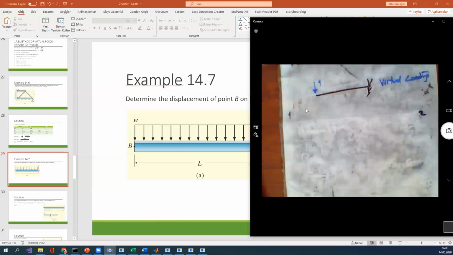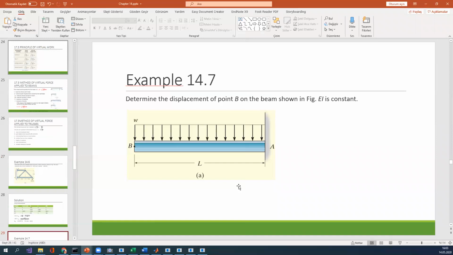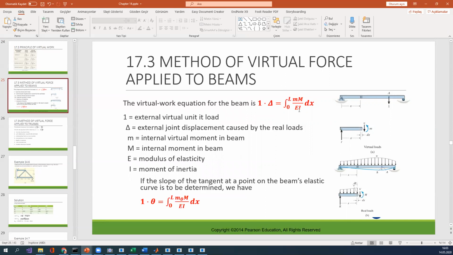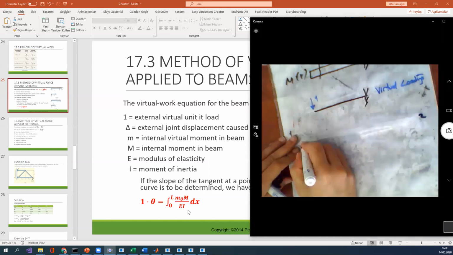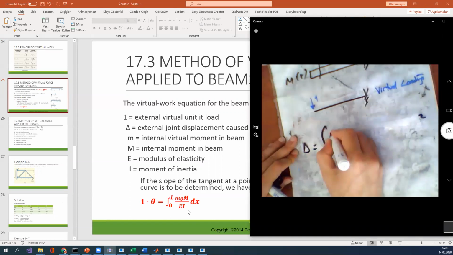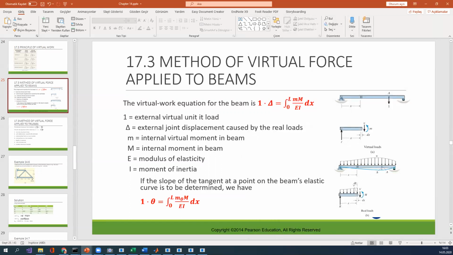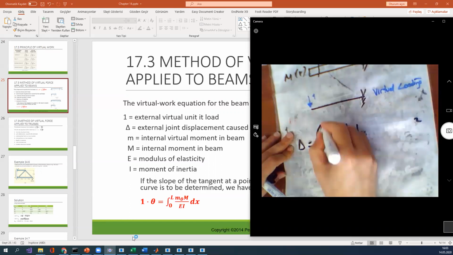So I want to go back to the formulation. Where is my formulation? You can see displacement is equal to small m times capital M divided by EI. So I want to write delta is equal to integral of small m times capital M divided by EI, like this. Sorry, it's not this one, it's like this. Yes. dx from 0 to L.